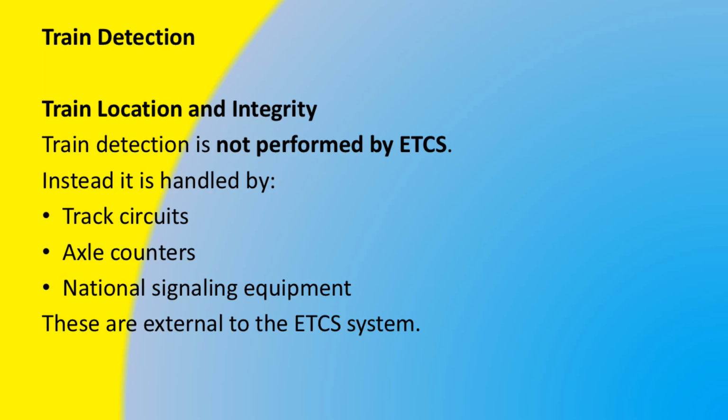Train detection. Now let us discuss train detection. In STM operation, the ETCS system itself does not perform train location or train integrity detection. These functions are handled by external systems belonging to the national signaling infrastructure. Usually, train detection is performed by track circuits or axle counters installed along the track. These systems detect the presence of trains and ensure safe train separation. Thus, train detection remains the responsibility of the trackside national signaling system.